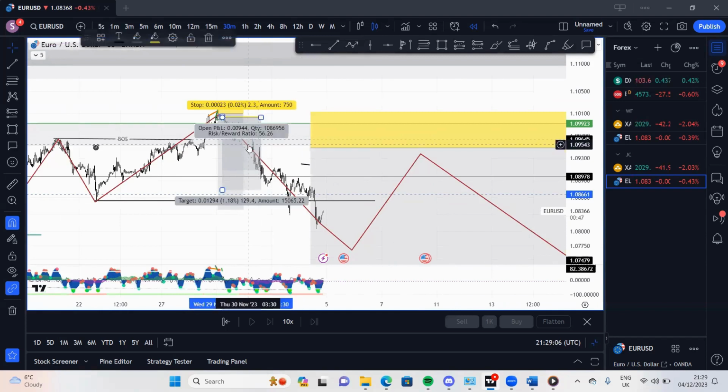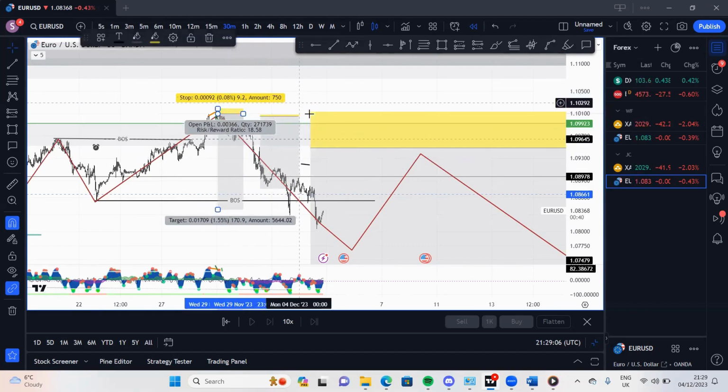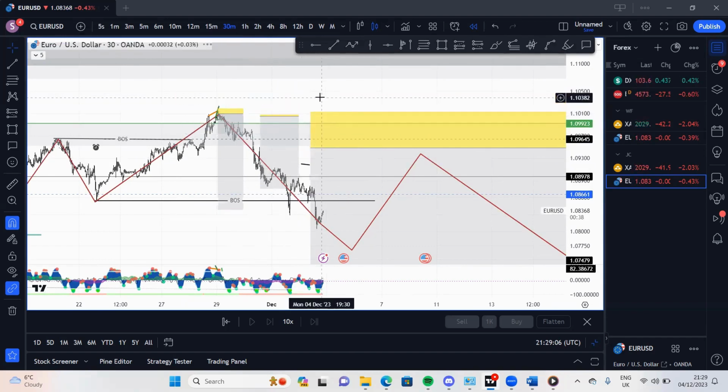All right, and if we look at the risk to reward, we've got 56 risk to reward over there, and we've got 18 risk to reward. So a very, very good signal there.